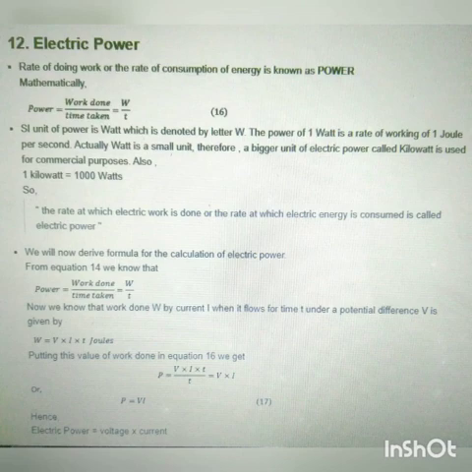Actually, it is a very small unit, so you use a bigger unit of electric power called kilowatt. For commercial use, another unit is megawatt, then another unit is horsepower. Another commercial unit of energy is known as kilowatt hour.